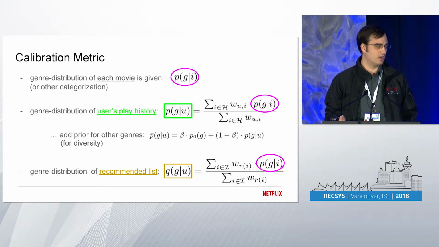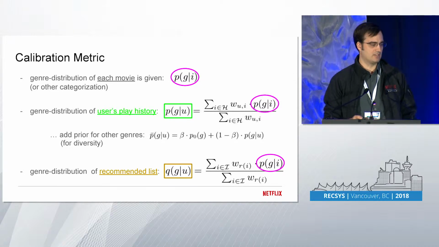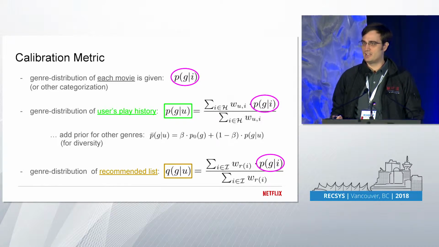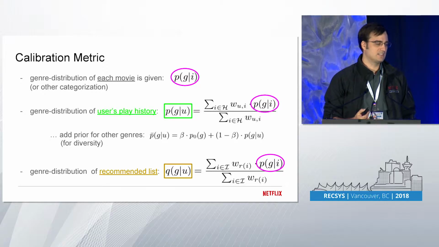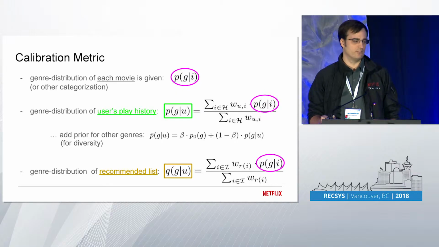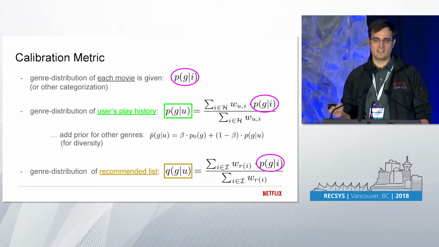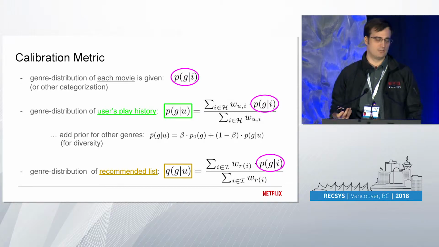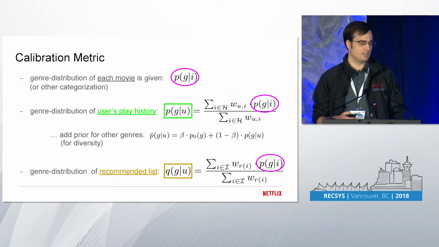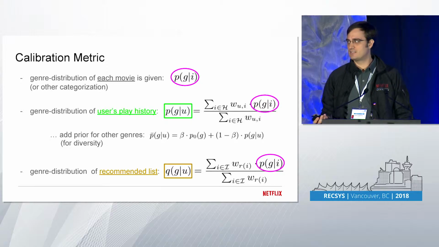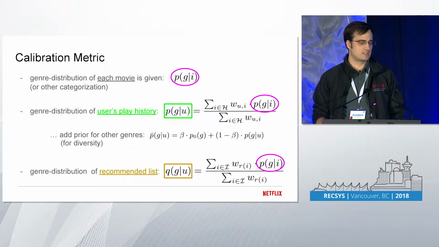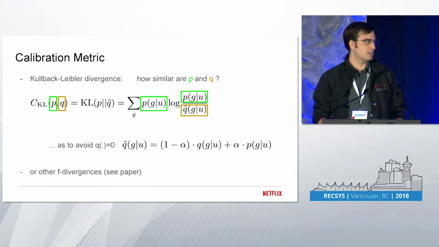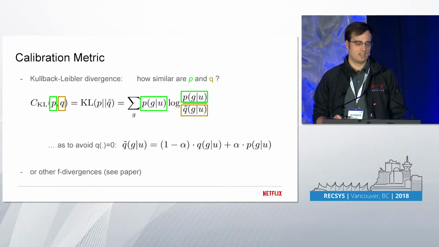So how do we measure when a model is producing calibrated recommendations or not? To start with, we can have the building block, which is the distribution of genres for a given movie, which is shown here in the first term. And this doesn't have to be binary, so it can have different probabilities for different elements of each genre or other type of categorization you have. Then we can simply aggregate those for each of the movies that a user has watched using their play history, potentially with a weight on each one to have some decay across time to give more representation to different ones.